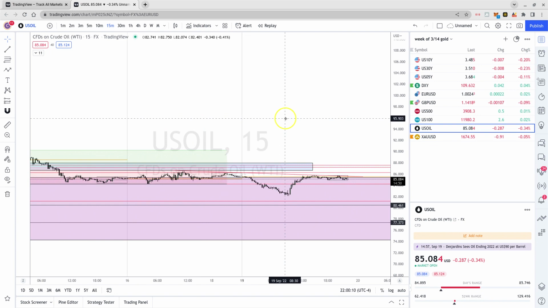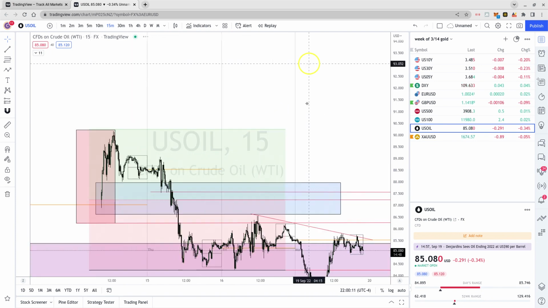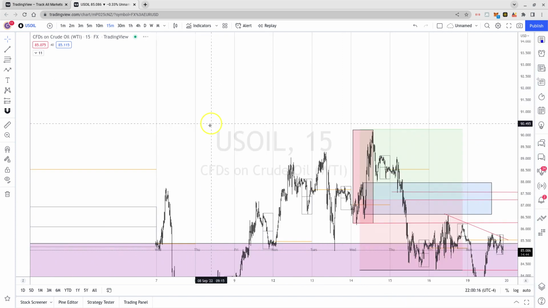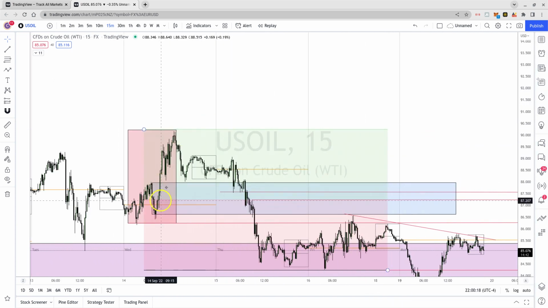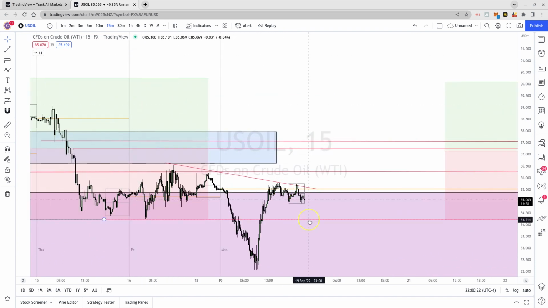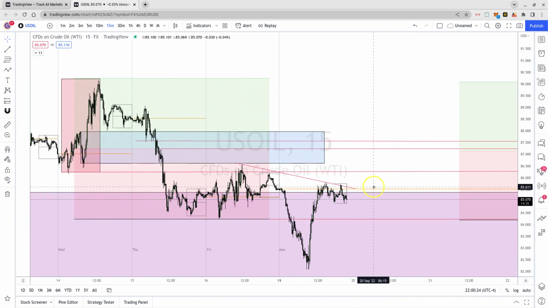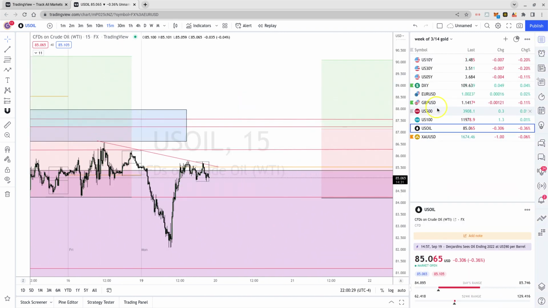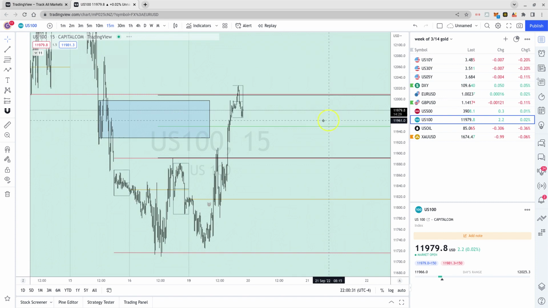But basically, I'm coming to tomorrow, seeing how price responds to this PD array here. All right. And then I'm understanding that this whole thing is a 4-hour FVG, right? Okay, so that is that. That is oil. Let's move to NAS 100.